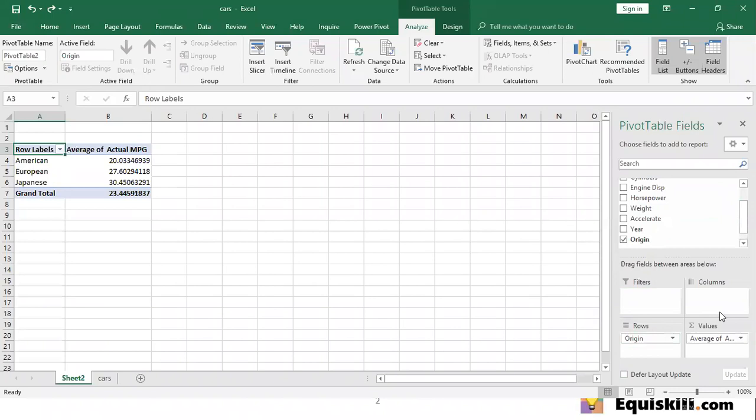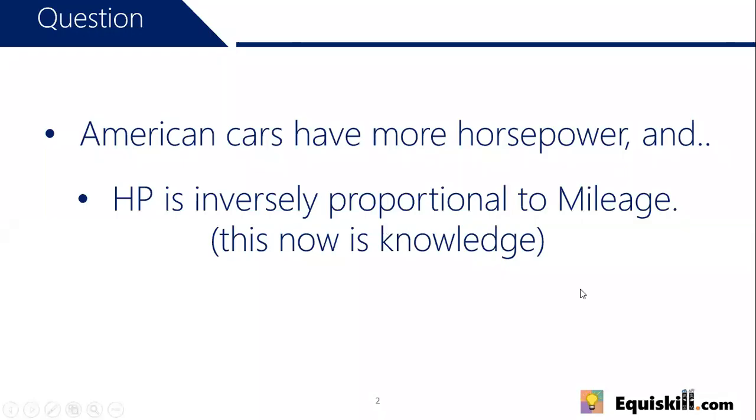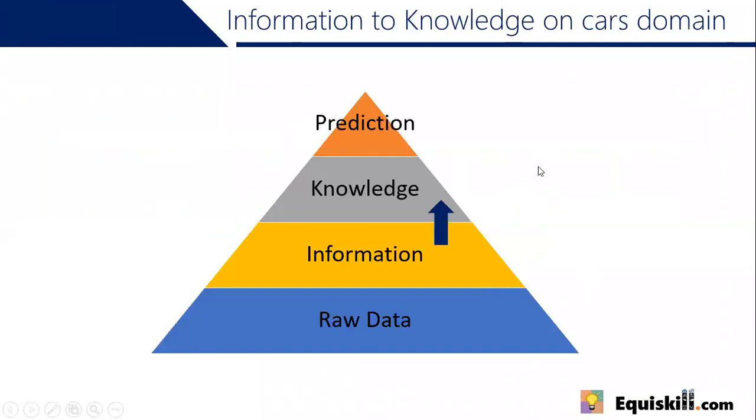So, all right, fantastic. I'm going to go back to the presentation here. What we just learned is we moved from information to knowledge. So when you learn relationships, and I'll put this up on the board there, right? We learned about a relationship between horsepower and mileage. And that relationship is actually moving up from information to knowledge.